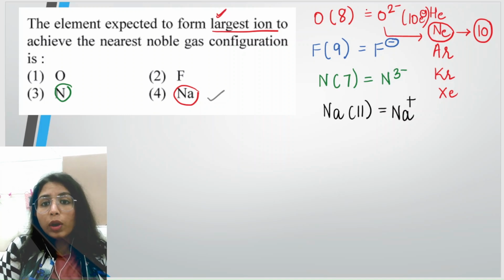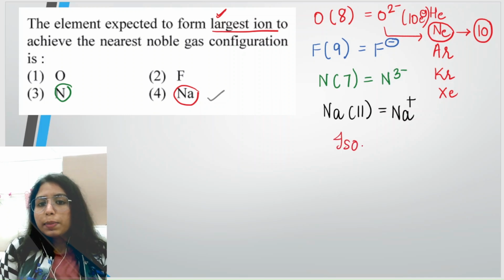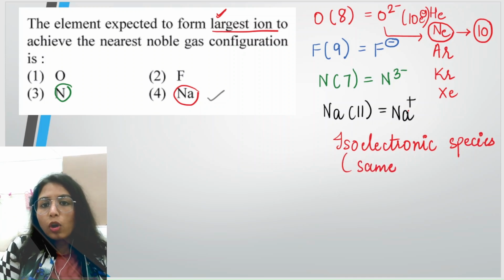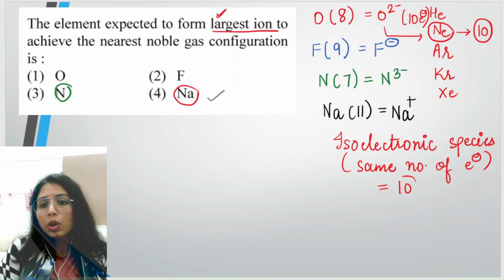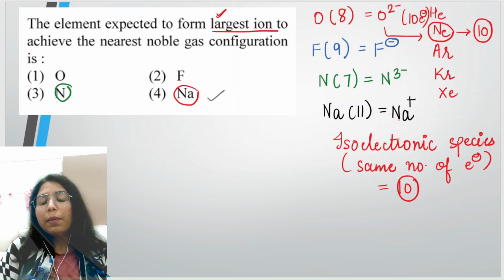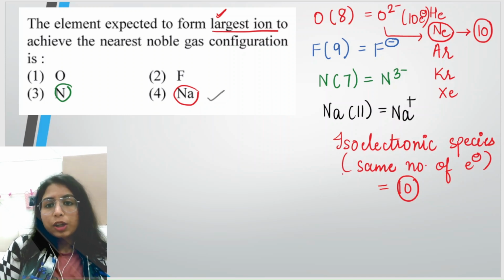So you have to compare amongst these isoelectronic species. Now this becomes the set of isoelectronic species. What are isoelectronic species? Those containing the same number of electrons. When you write their configurations, you will find that all of them have the same number of electrons, which is equal to 10, right? So here you have to compare the size of all these and tell the largest one.